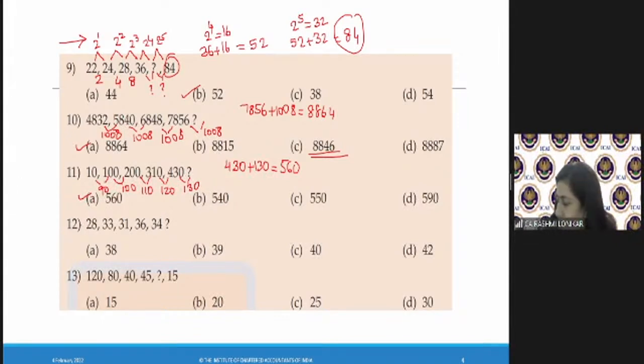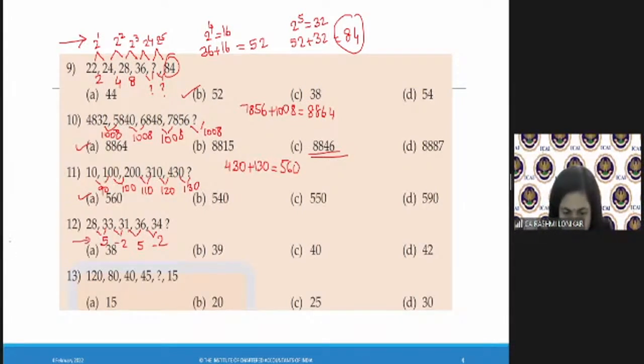33 minus 28. How much is 33 minus 28? This difference is 5. Then this difference is how much? 31 minus 33 is minus 2. Then 36 minus 31, the difference is plus 5. What is happening? 34 minus 36 is minus 2. Can you see the series here?